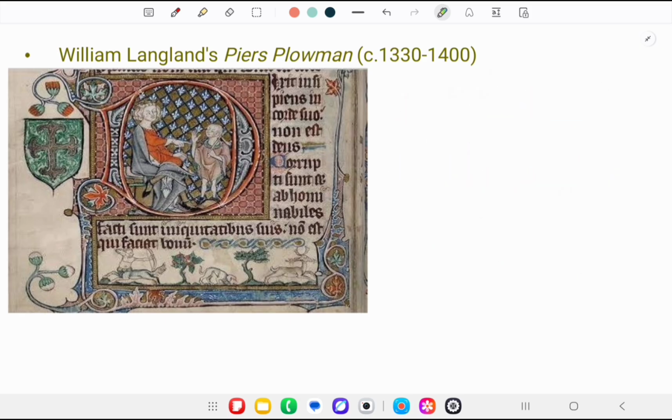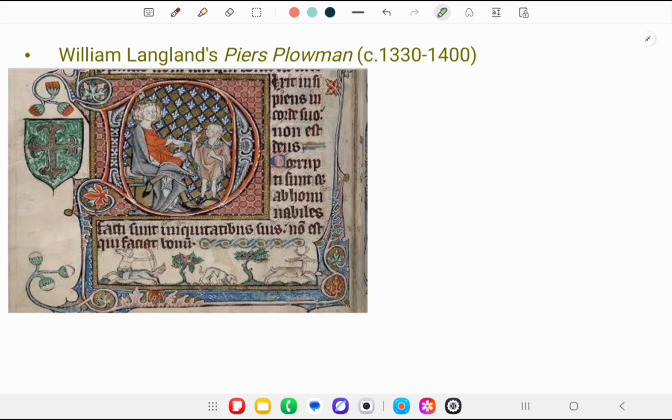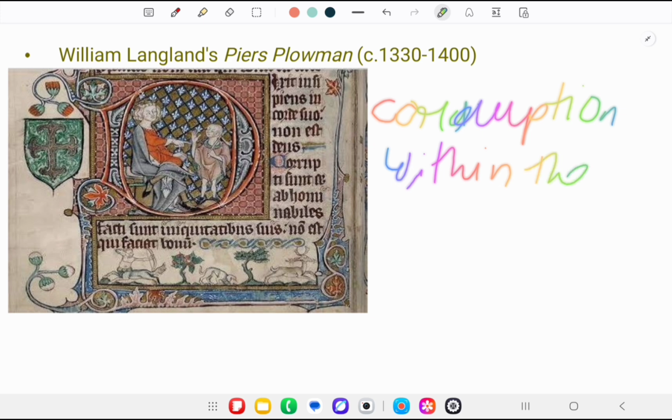It presented a moral and political critique of the English society and corruption within the church.